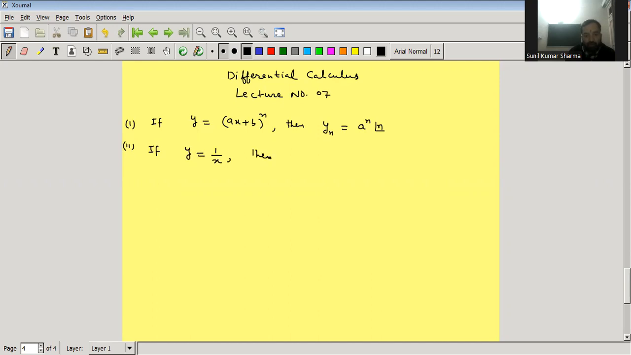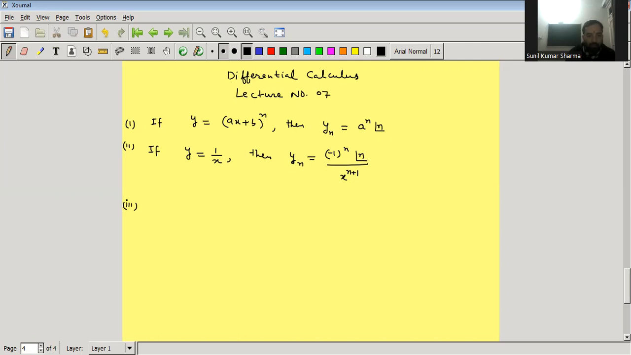then the nth derivative of 1 upon x is equal to minus 1 to the power n into n factorial divided by x to the power n plus 1.